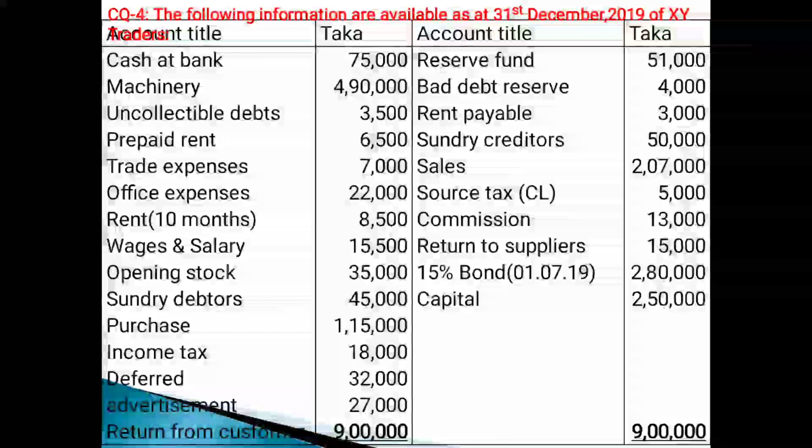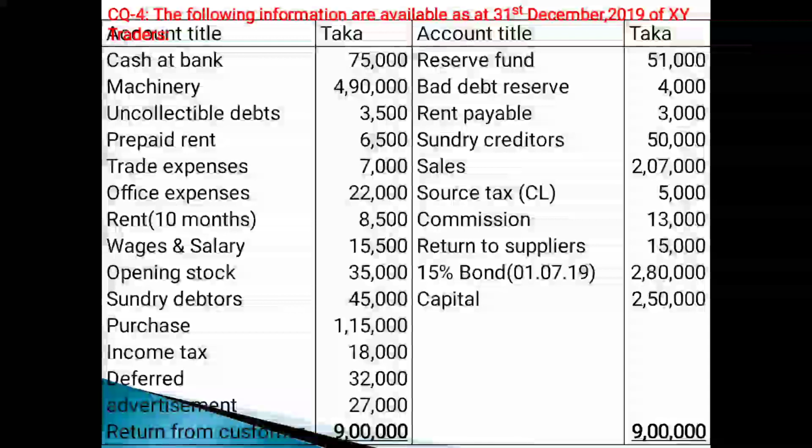Now we can go to the right side, that is the credit side. Reserve fund is part of profit, so it is to be shown in the equity statement and added with the amount of capital. Bad debt reserve is a contra expense, to be shown in operating expenses by deducting it from the amount of bad debt.